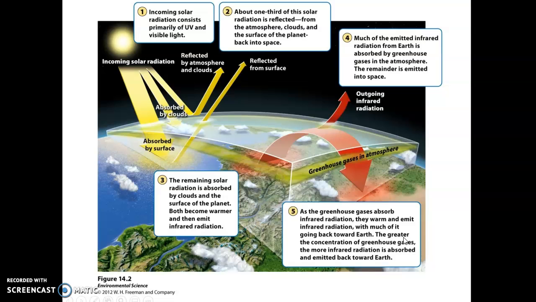There's always been a natural greenhouse effect. Without it, our planet would not be warm. It would become an ice cube based on its distance from the sun. And yet it's not. It's warm because we have these small quantities of greenhouse gases. However, when the concentration of greenhouse gases increases, the more infrared radiation is absorbed, and then the more infrared radiation is emitted back toward Earth, and we get warmer and warmer and warmer in that positive feedback loop.